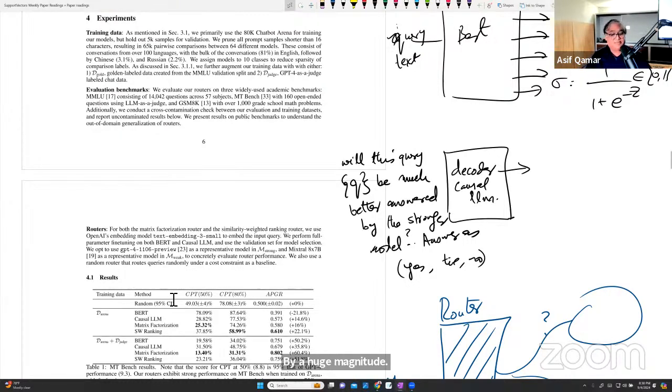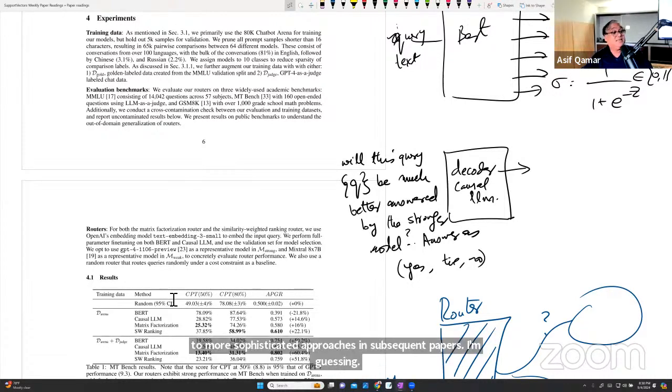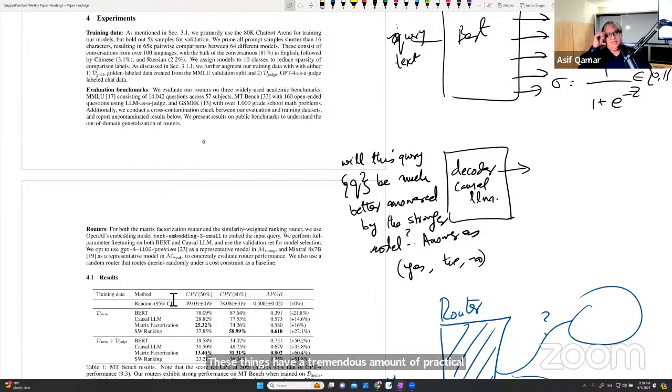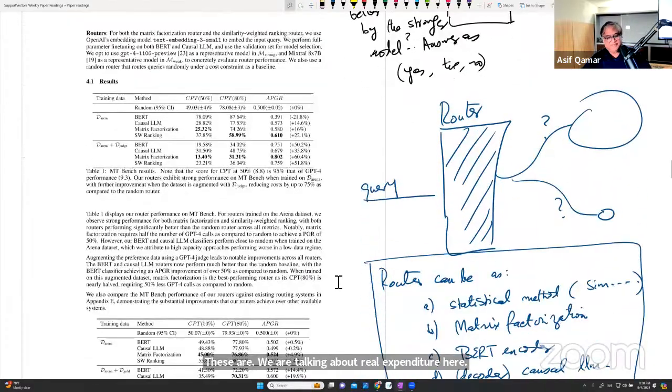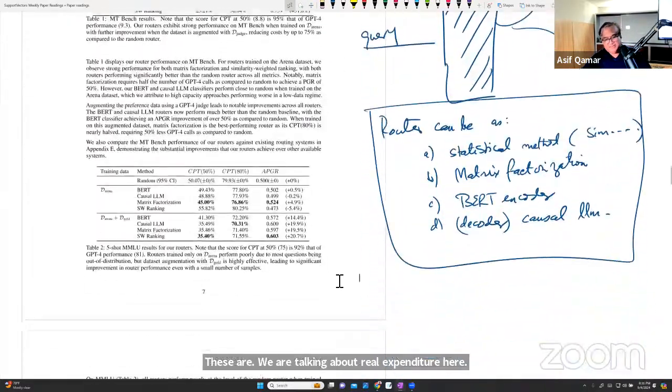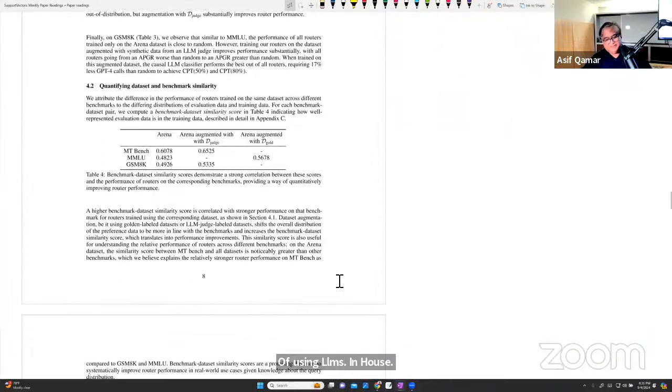So by the way, this is the first work, I would imagine, if I have to guesstimate, now that this result has been proven that this approach works, there will be subsequently a lot more research done to go from what looks like a first round of approaches to more sophisticated approaches in subsequent papers. I'm guessing, because these things have a tremendous amount of practical implications. We are talking about real expenditure here, right? And viability or feasibility of using LLMs in-house and the cost we pay for that, right?